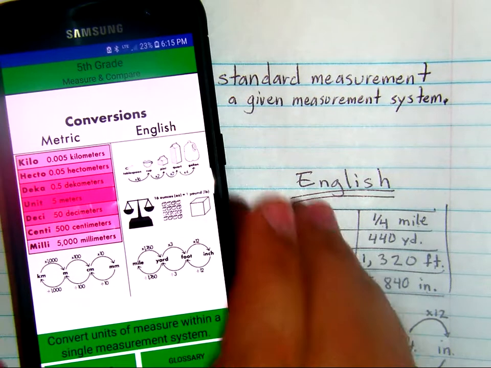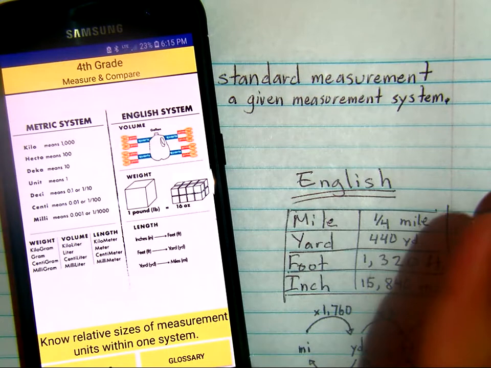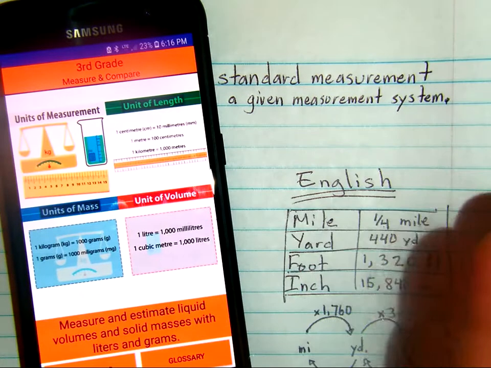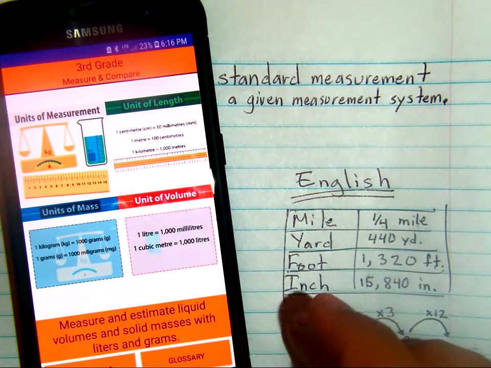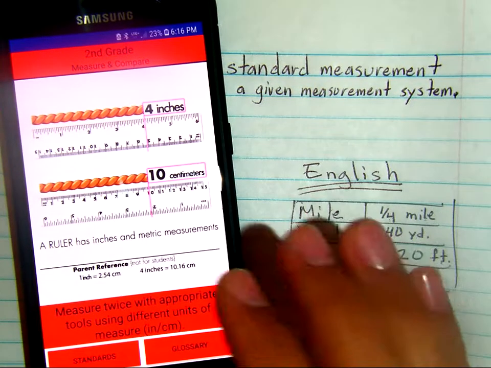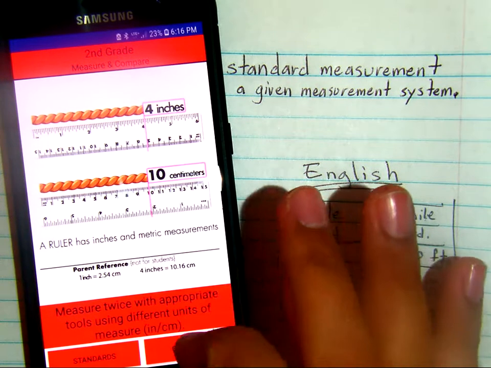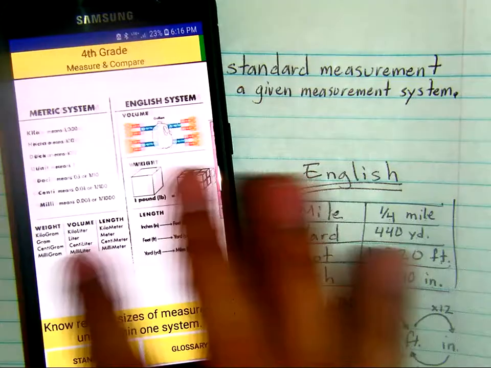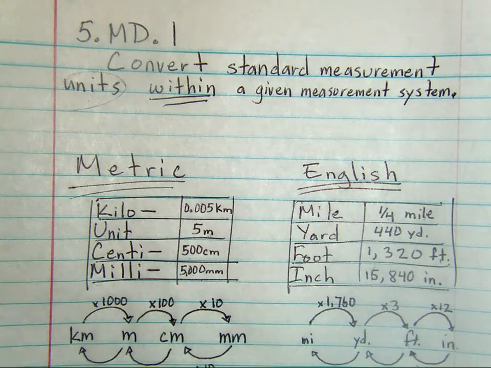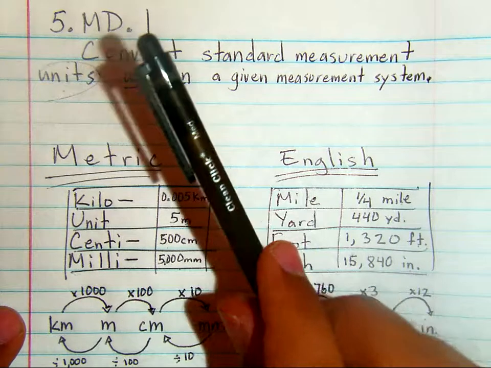One last thing, I want to make sure that we're clear. 5th grade measuring and comparing within measurement systems is not the first time that you've seen different measurement systems. The metric and English systems were introduced in 4th grade, and in 3rd grade you were measuring and estimating liquid volumes and solid masses with liters and grams. And even in 2nd grade you were measuring with a ruler to the nearest inch. So it's important to know that this is not the first time you've seen it, and you will most likely see it again, not just in school, but in many, many jobs across the country. So that's 5.MD.1.